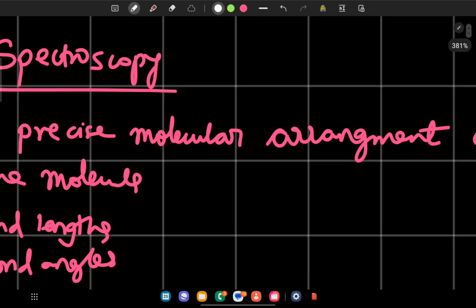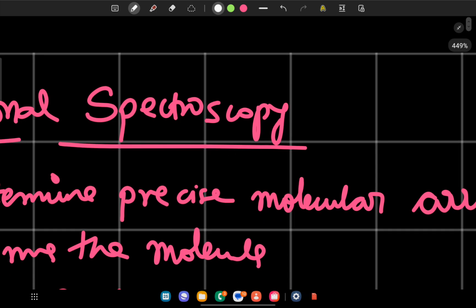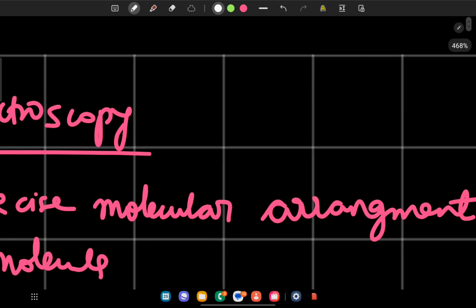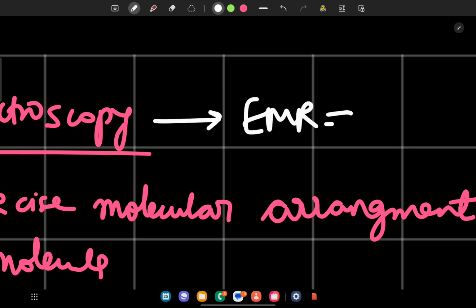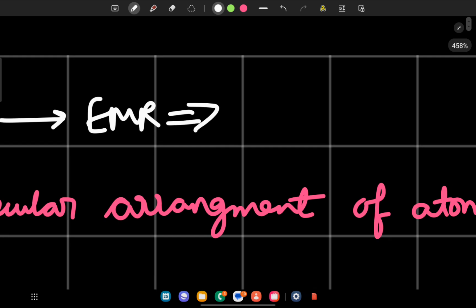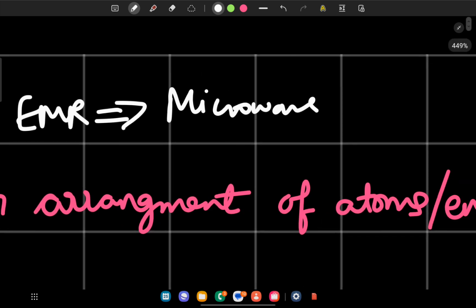Now, since we just studied that spectroscopy is interaction of light or electromagnetic radiation with matter, it also matters what kind of radiation is interacting with the matter. In case of rotational spectroscopy, the electromagnetic radiation being used is microwave radiation, and therefore we can also call rotational spectroscopy as microwave spectroscopy.